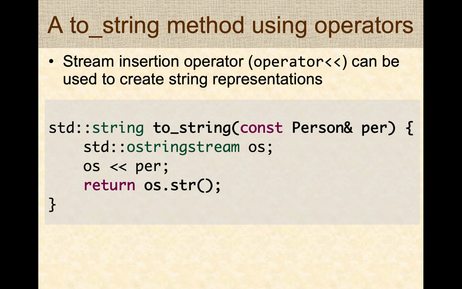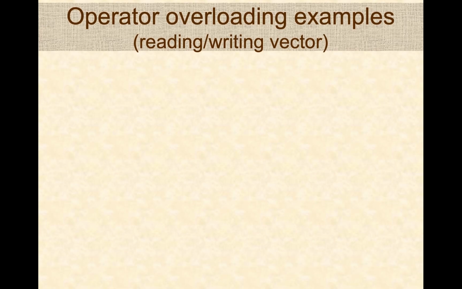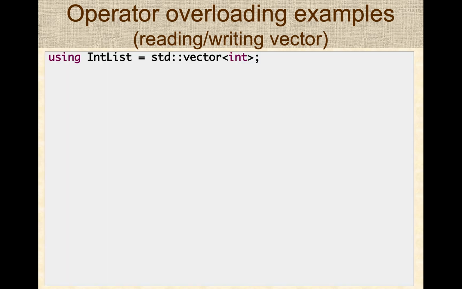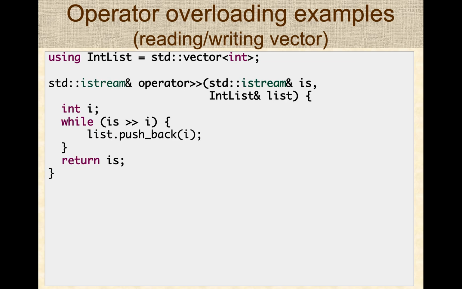Of course, you can also use the stream insertion operator to create string representations by simply inserting the object into a string stream and returning the string representation. So this is a convenient way to implement the toString method for a class. Let's look at another example where we want to work with vectors. This is just a simple example to illustrate how stream reading and writing of vectors can be done.